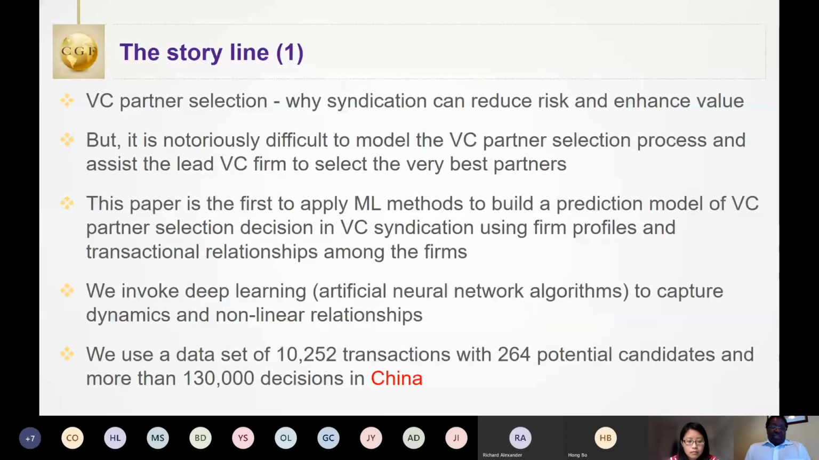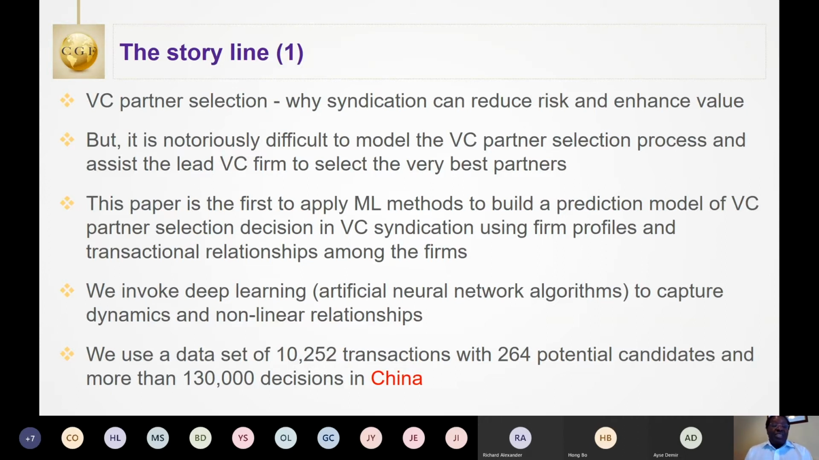The specific question is how venture capital firms can select partners during a syndication. Basically, venture capital will try to finance young entrepreneurs or new firms, and quite often they would be looking for partners for resources, to pool resources, to pool expertise.